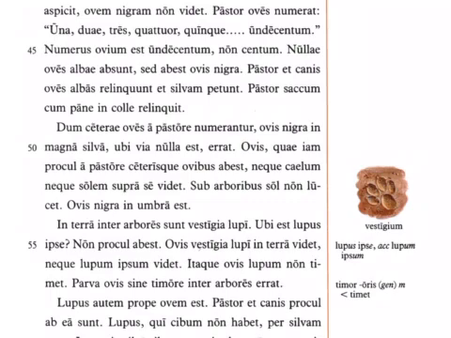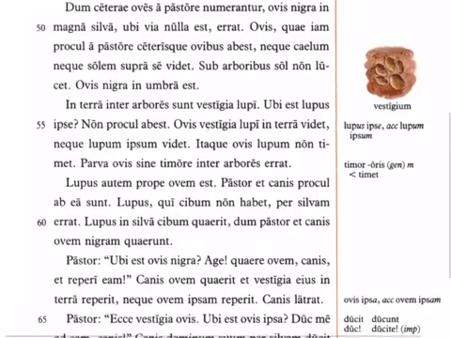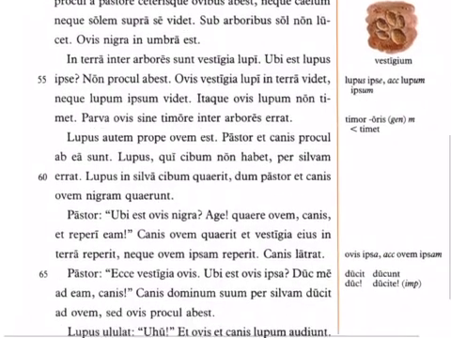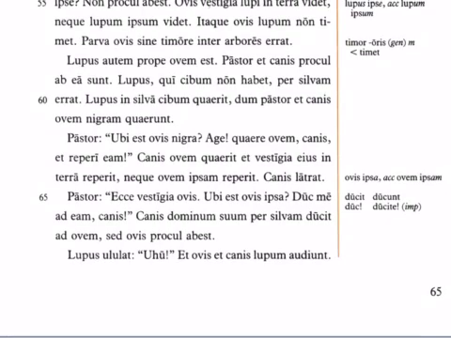Ovis vestigia lupi in terra videt. The sheep sees the tracks of the wolf on the ground. Neque lupum ipsum videt, nor does he see the wolf himself. Itaque ovis lupum non timet, and so the sheep does not fear the wolf. Parva ovis sine timore inter arbores errat. Small sheep without fear wanders in between the trees.